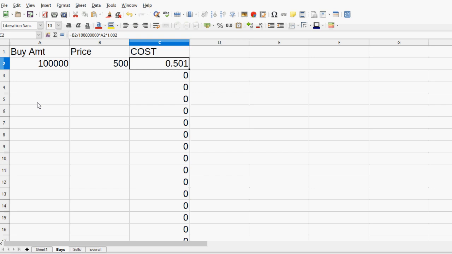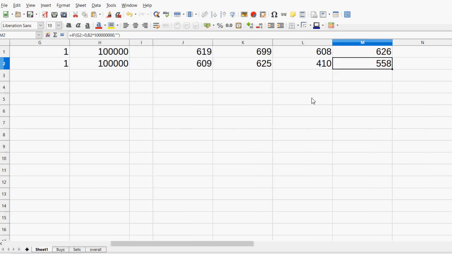So 1.002. As far as the sales are concerned, it's the same thing in here, but you multiply by 0.998 because you're paying the fee on the sale. You lose it on the sale, and you pay more on your buy.